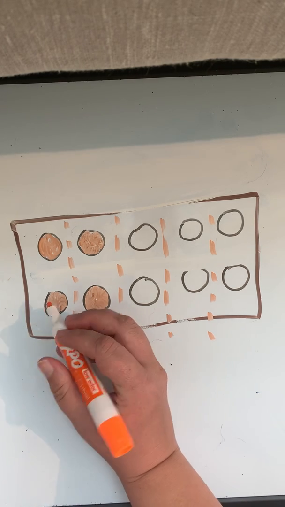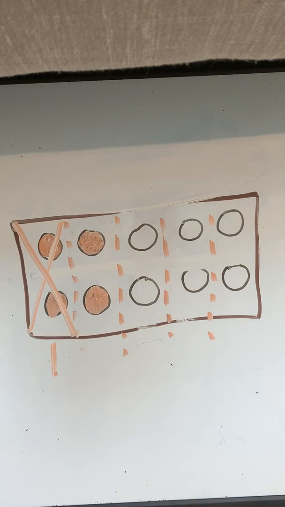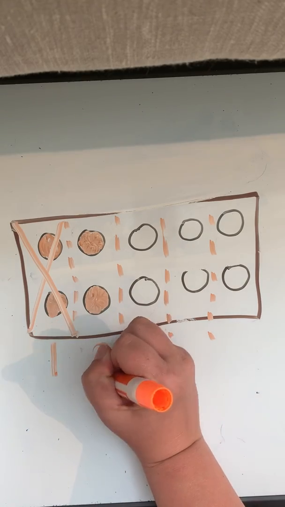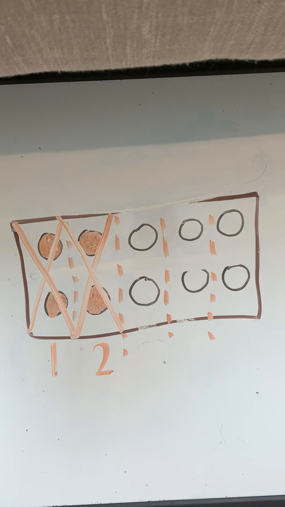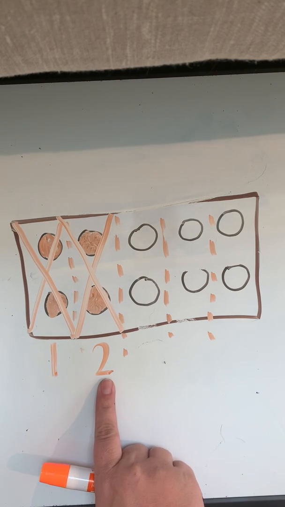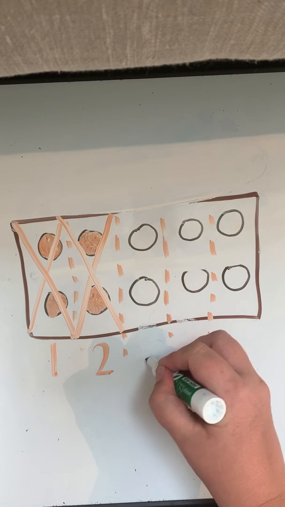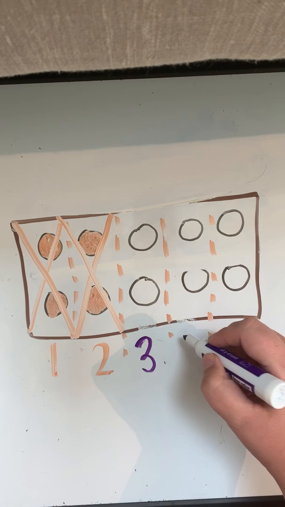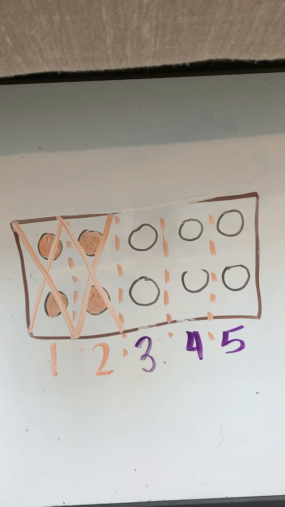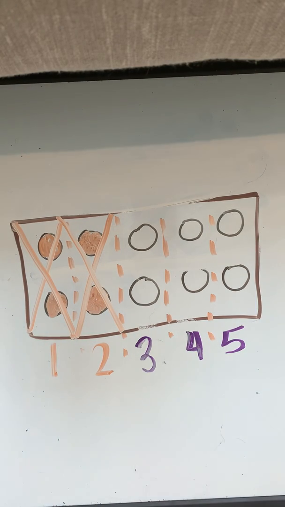Okay, I have one group that has 2 frosted cookies, and another group, 2 groups of 2 orange frosted cookies. So 2 groups out of my 5 groups. 1, 2. I just tried to use my green again. Out of my 5 are orange. So what would my numerator be? Write it on your board and pause.